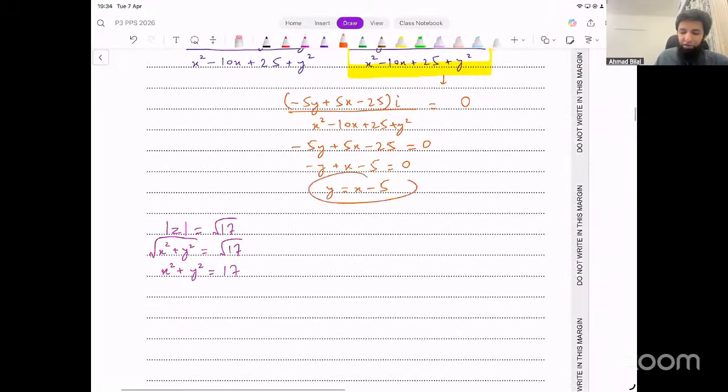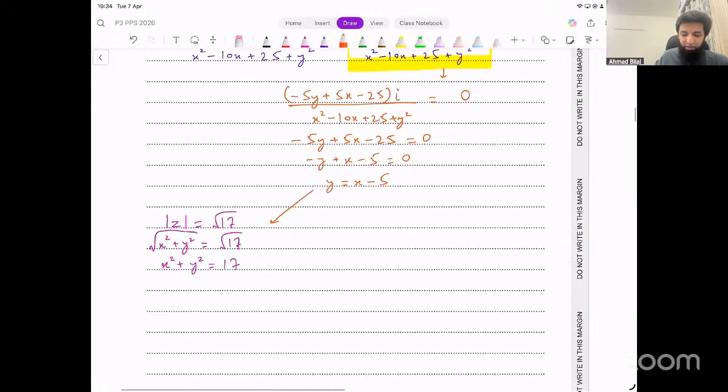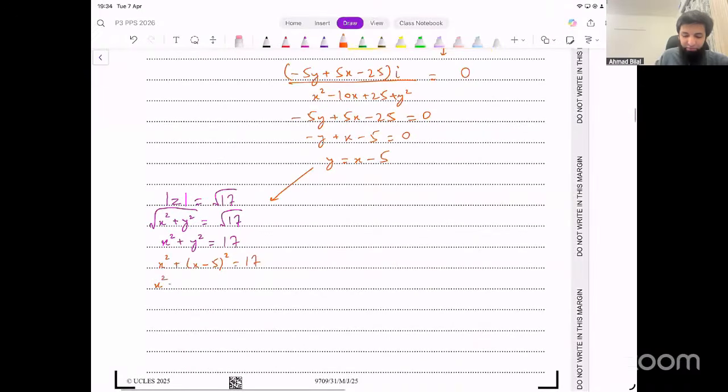Now from the first equation, we've got y equals x minus 5. You can input that here and that will become x squared plus x minus 5 whole squared, that equals 17. Simplify this and that will give you x squared plus x squared minus 10x plus 25 minus 17 equal to 0, which simplifies further to 2x squared minus 10x plus 8 equal to 0. You can see if you can factorize this. 8 and 2 will work, right? Minus 8x minus 2x plus 8 equal to 0.